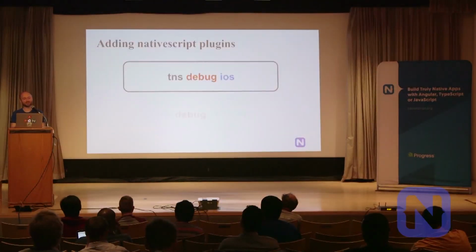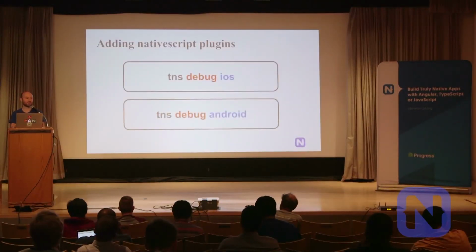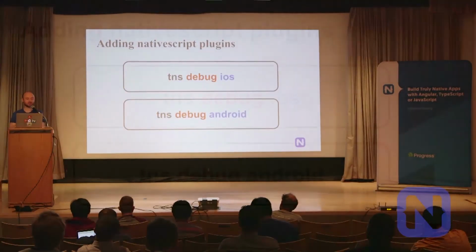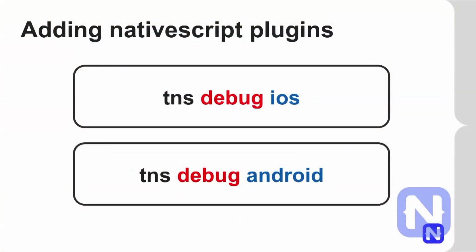So for debugging, surprise, surprise, you just have a tns debug command, and then you can run on iOS and Android. What's really cool about it is that debugging actually runs automatically with live sync. Just like when you run tns run Android or iOS, and as you make changes, the application keeps refreshing every time, the same thing applies for tns debug. So you don't have to go through the whole build every time. It will refresh very quickly.